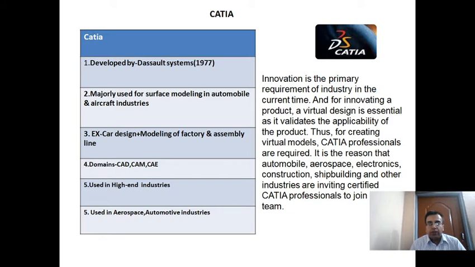CATIA stands for Computer Aided Three-Dimensional Interactive Application. CATIA को Dassault Systems ने डेवलप किया था in the year 1977. As I have already told in the previous session, CATIA is majorly used in automobile and aircraft industries due to the reason कि CATIA में ऐसे मॉड्यूल्स और टूल्स अवेलेबल हैं जिनसे हम कॉम्प्लेक्स शेप्स को इजीली बना सकते हैं. Again, CATIA is a higher end software.